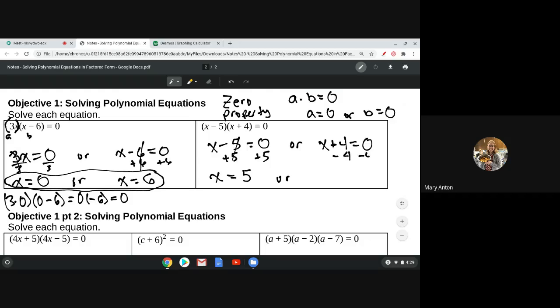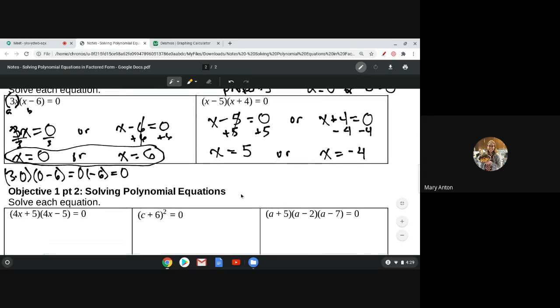So x can equal 5, or let's see, to solve the one on the right, we should subtract 4 from both sides. And we get x is equal to 0 minus 4, which is just a negative 4. So this is our solution, x equals 5 or x equals negative 4. So we have two solutions, two different things that x can be to get this to equal 0.